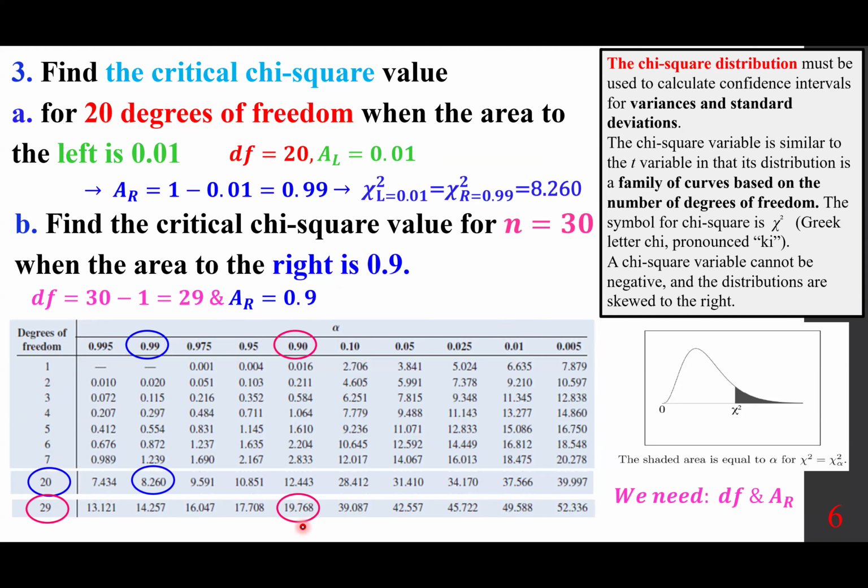is 19.768. So chi-squared when the right area is 0.9 is the same as chi-squared when the left area is 0.1. Remember, these two must add up to 1. The total area under the curve represents the total probability. 19.768 is the answer.